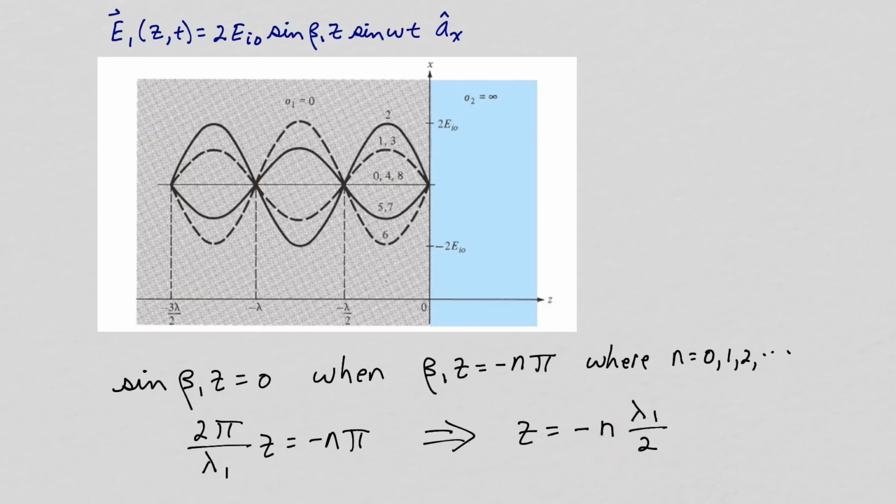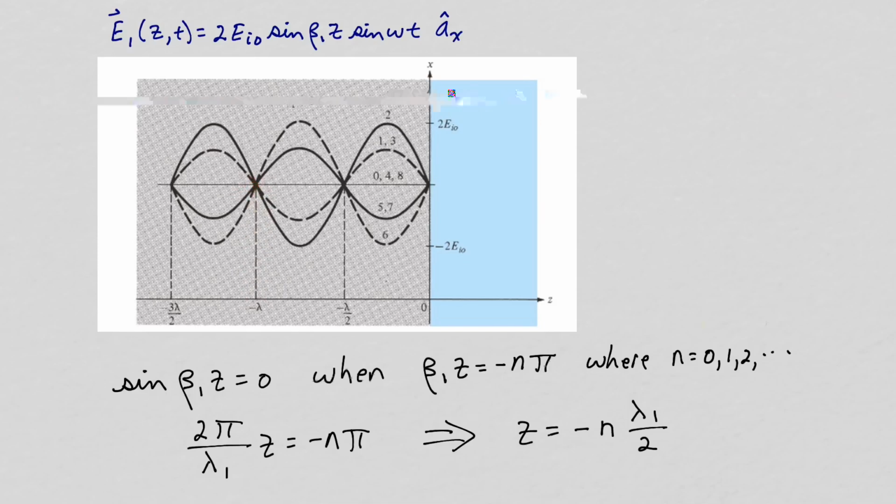So when n is 0, z is 0. When n is 1, z is minus lambda 1 over 2. So here's our next amplitude of 0. When n is equal to 2, z is equal to minus lambda 1. So that's our next amplitude of 0, and so forth.